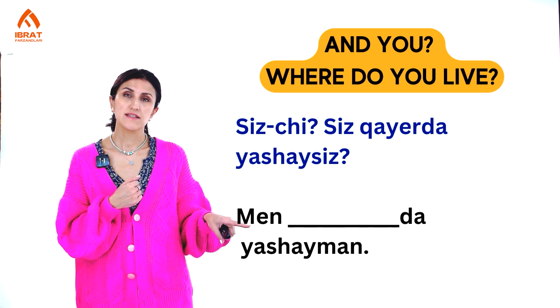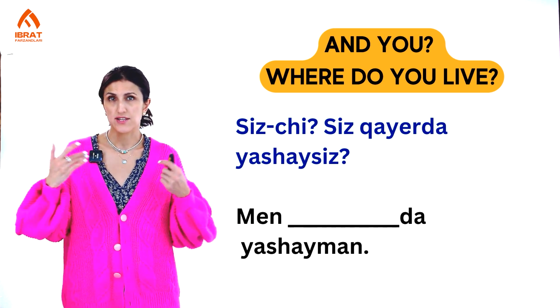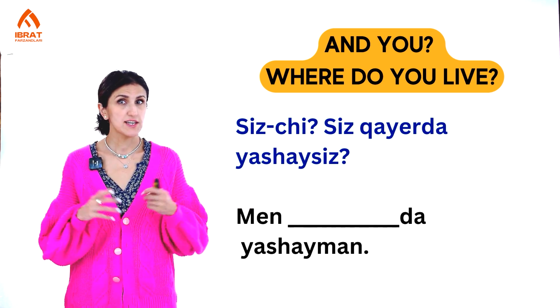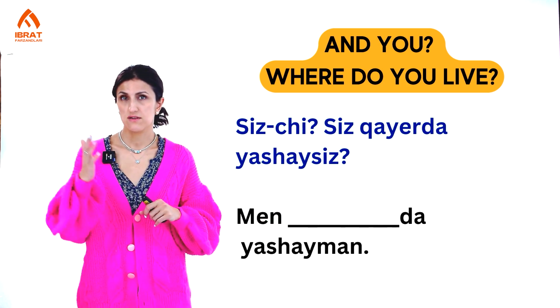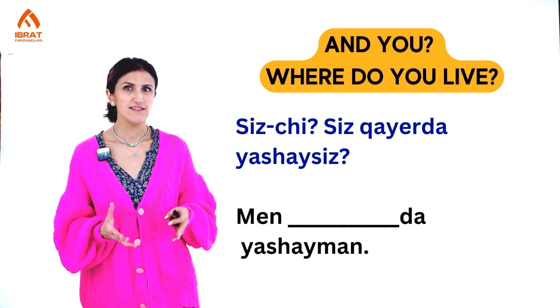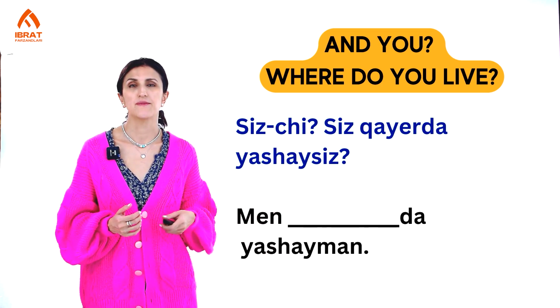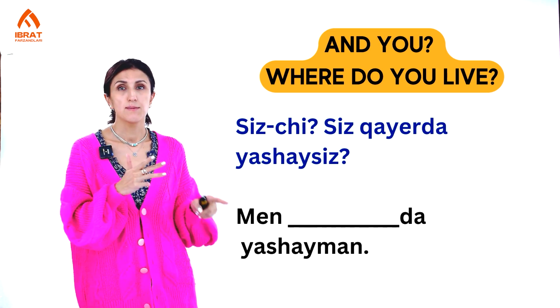And you can put here the name of your city. Men Londonda yashayman. Men Moskvada yashayman. Men New Yorkda yashayman. Now answer. It's your turn. Men yashayman. Okay, so we talked about age, we talked about name, age, profession, place of residence.